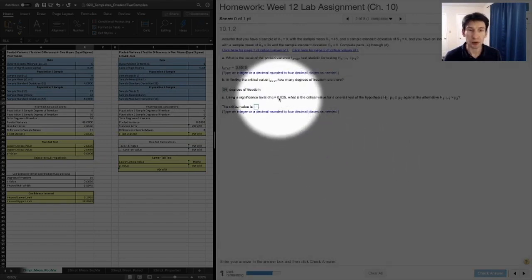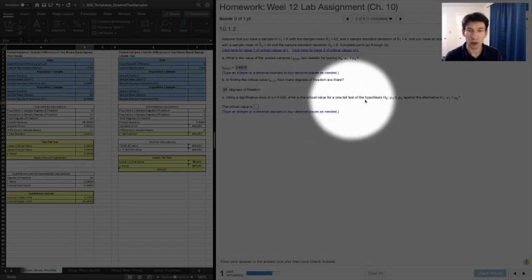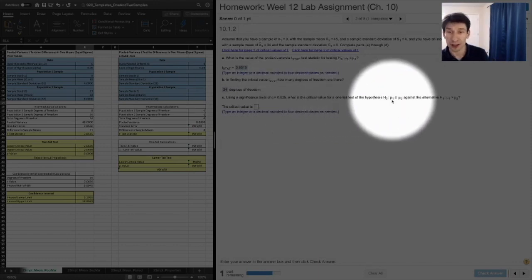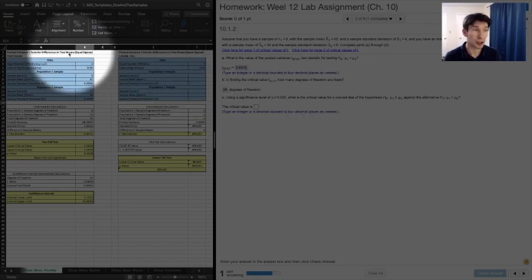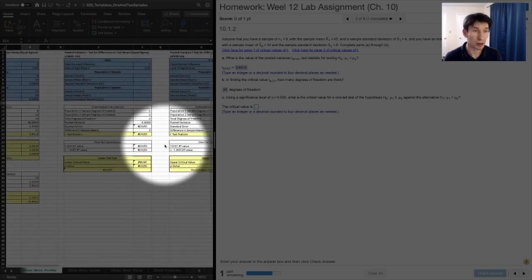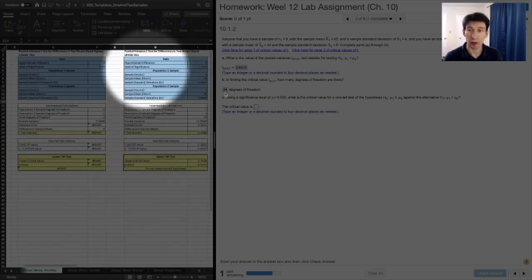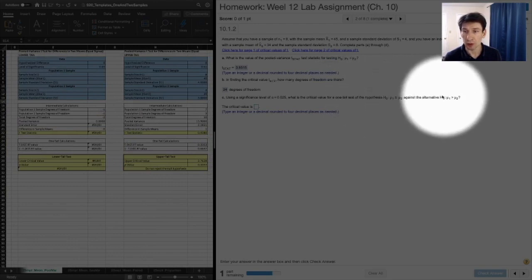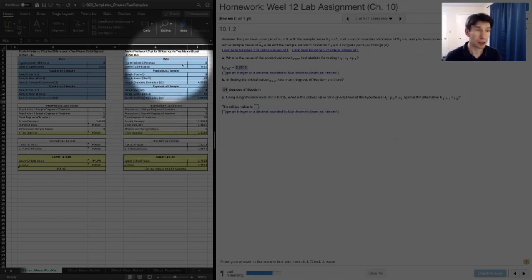Using alpha equals 0.025. What is the critical value of a one-tailed test? Okay, wait a second, now we're doing a one-tailed test. So not here, but here, or maybe here. Is it an upper tail or a lower tail test? Let's look at H1. H1 points to the right, that's an upper tail.